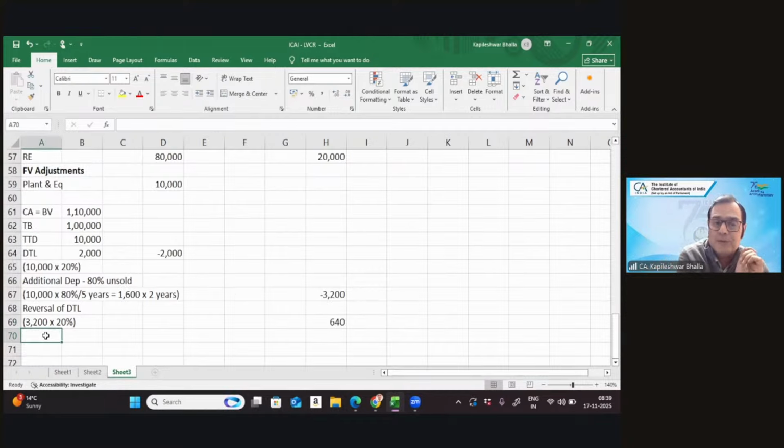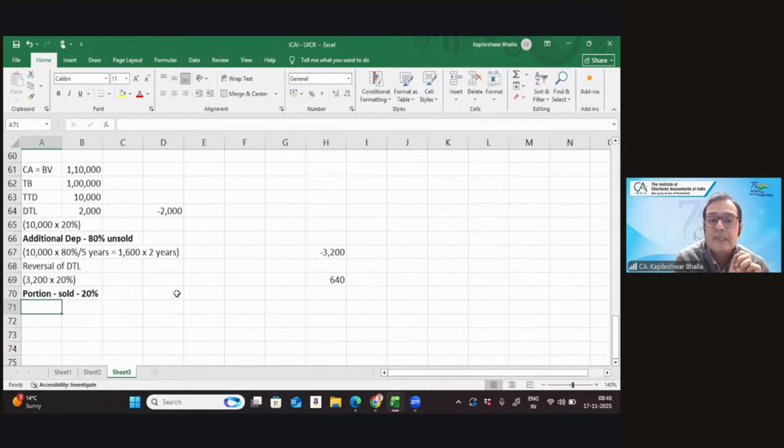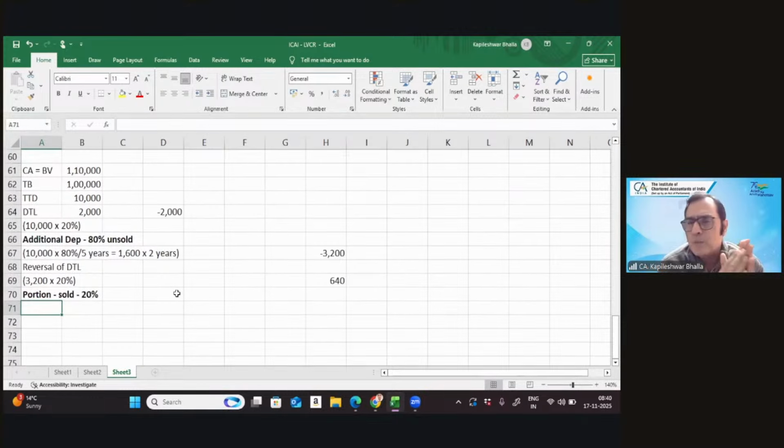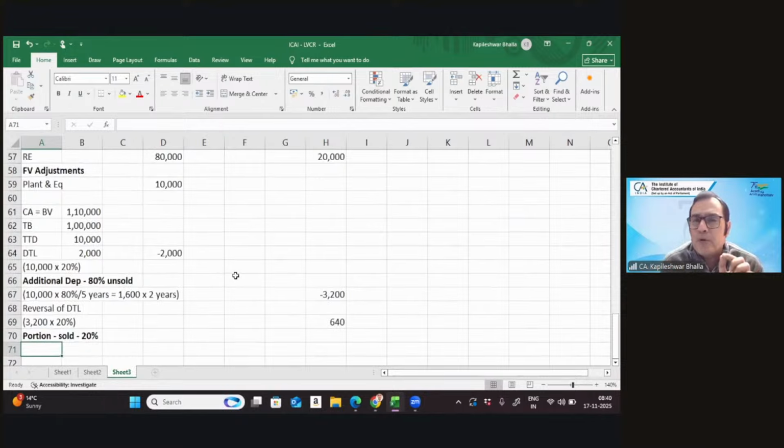Now let's come to the portion which is sold. That is supposed to be 20%. So I'll highlight that portion, that there is additional depreciation on that 80% unsold. Now we're highlighting the 20% which is sold. Now, what do we do with the portion which is sold? Can I say number 1, the profit on sale needs to be reversed. The fair value increase needs to be reversed.